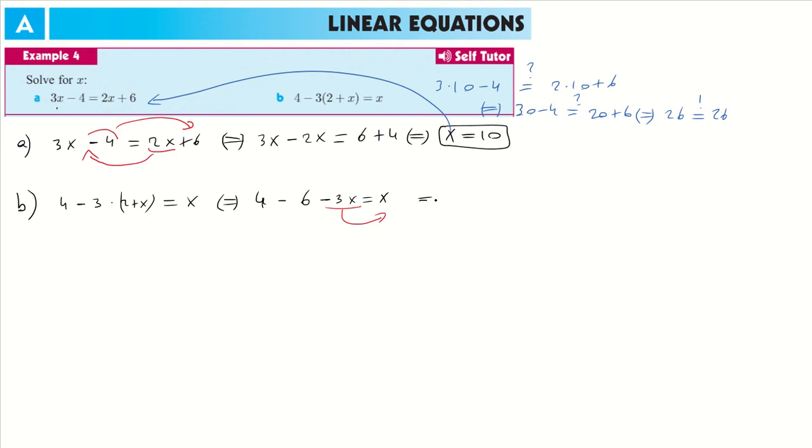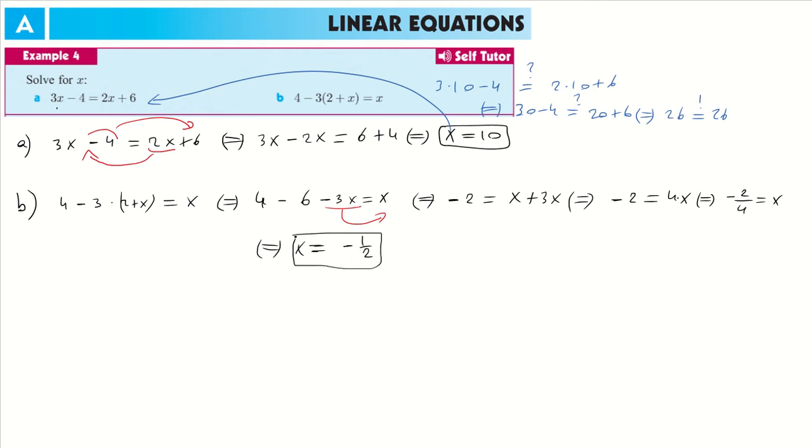4 minus 6 is minus 2. And here on the right hand side I have x. Minus 3x moves to the right hand side, becomes plus 3x. So I have minus 2 is equal to 4x. And then I want to get rid of the 4 here on the right hand side. It's times 4. So when I move it to the left hand side, I have to divide by 4. So minus 2 over 4 should be equal to x, or x is equal to negative 1 over 2.